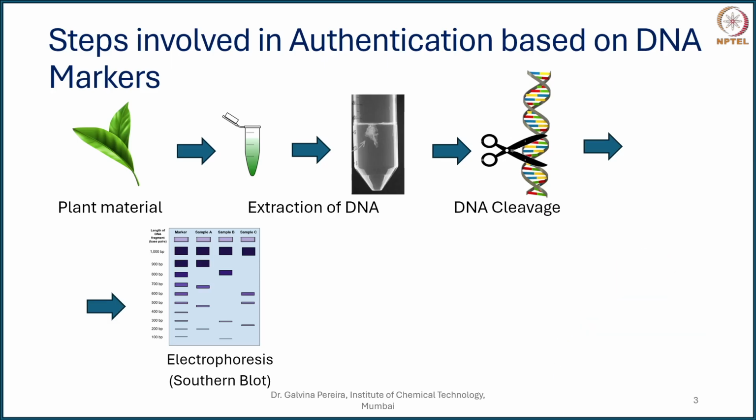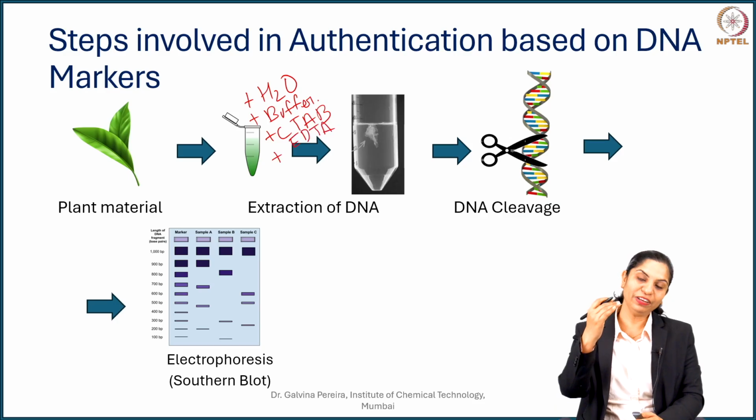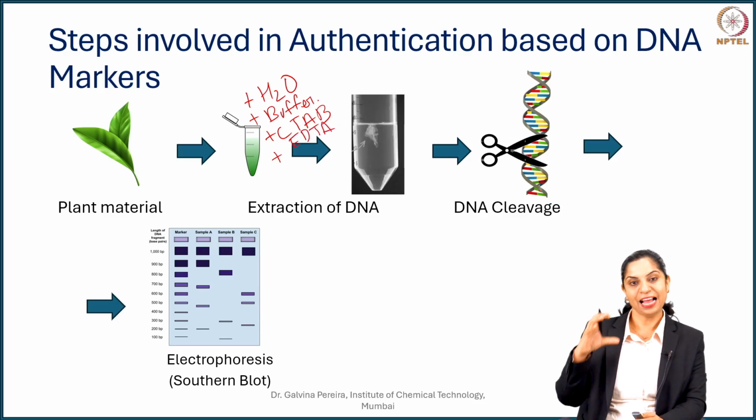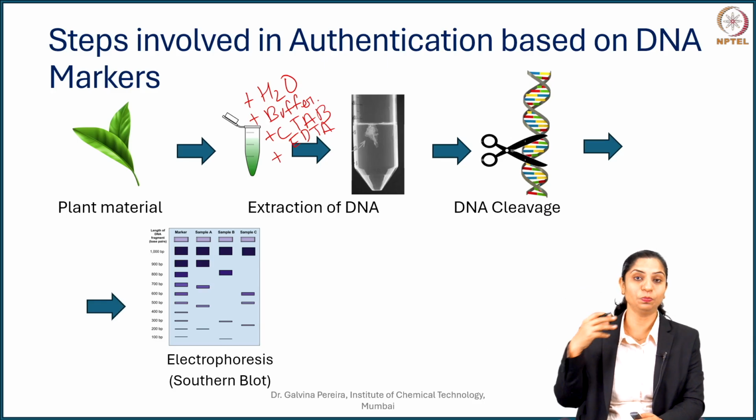So, this you are going to extract mostly in water, usually a buffer containing surfactants such as CTAB and containing a chelating agent to stabilize your DNA, and other such materials you will add. And what will happen when you centrifuge it? The plant material will go to the bottom and your DNA will remain suspended in the dissolved form.